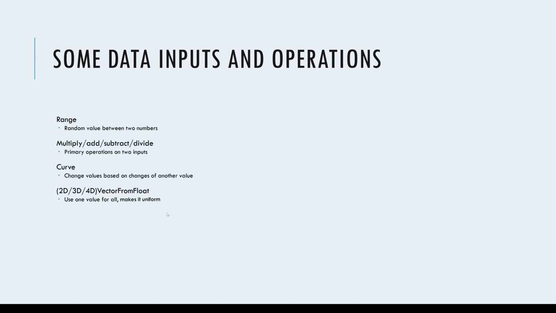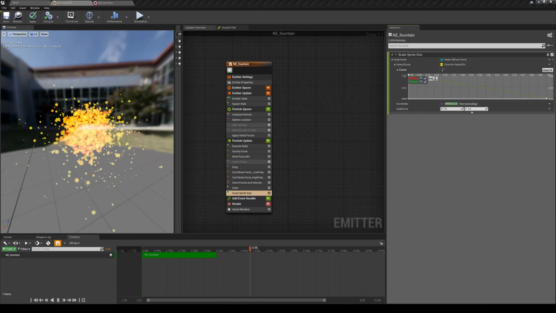The next one is 2D, 3D for the vector from float. So converting one float number to create a vector number out of it. It means use one value for all axes. So let's see where we can use this. This is a nice one. So I'm going to show you how we can leverage this one for our purposes. Let's go back to Unreal.